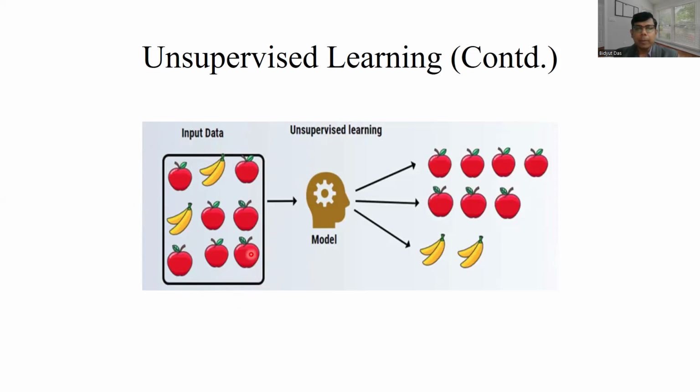So we find the relationships between the data points. These data are similar, so we group them into a separate category, and these two data are similar in another way, so we categorize these two into another category. But we do not say that it is an apple and it is a banana. We just categorize them into two groups. That is called unsupervised learning.